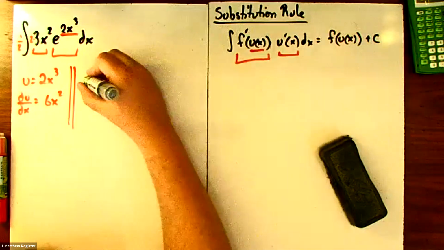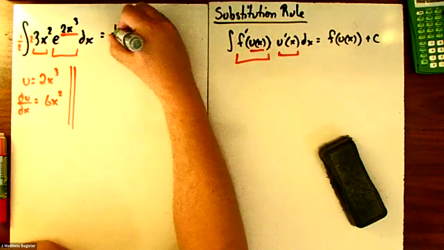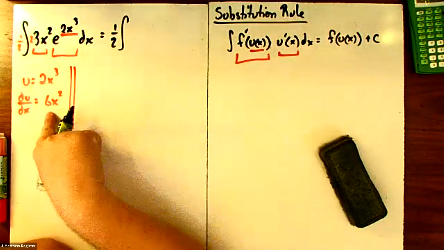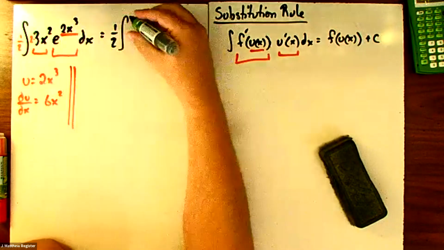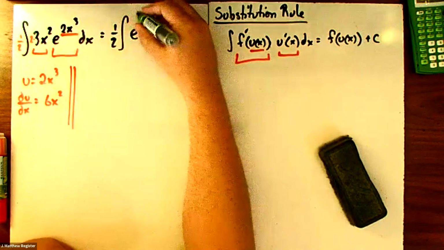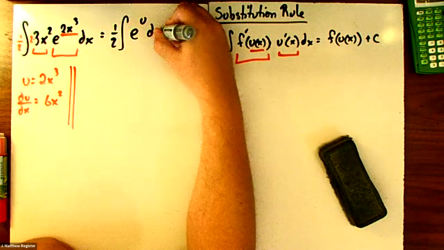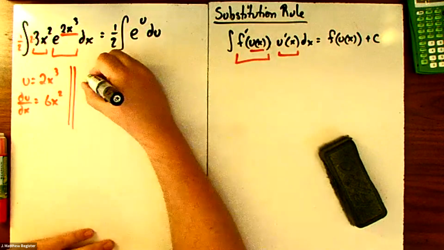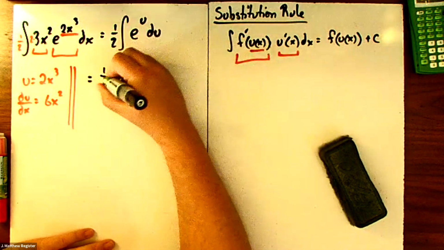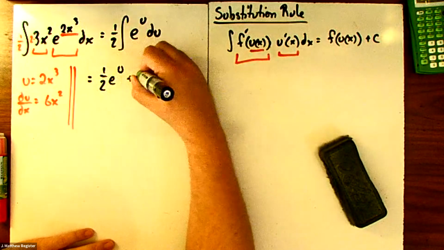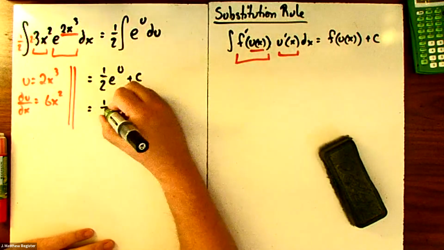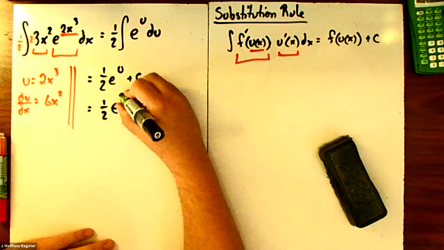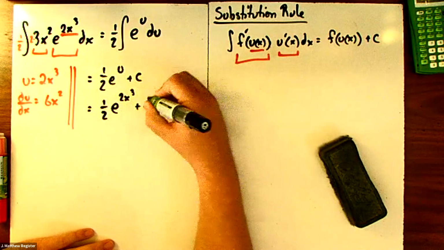Now rewriting this in terms of u, we would have 1/2 the integral. The 6x squared becomes our du, and then we're going to have e to the u. So this one looks very similar to that last one we did. That gives us a 1/2 e to the u plus c, which gives us a 1/2 e to the 2x cubed plus c.